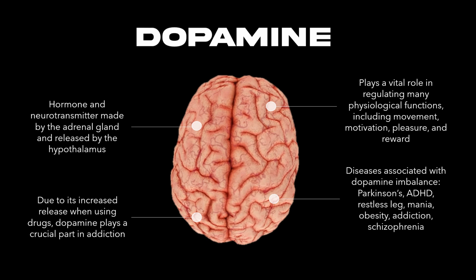If there is an imbalance of dopamine in an individual, this can be problematic. Diseases that are associated with low levels of dopamine include ADHD, Parkinson's disease, and restless leg syndrome. While on the flip side, diseases associated with high levels of dopamine include mania, obesity, addiction, and even schizophrenia.